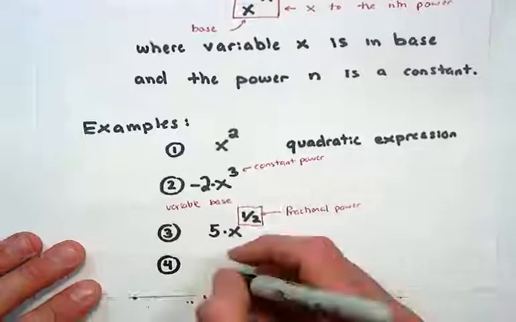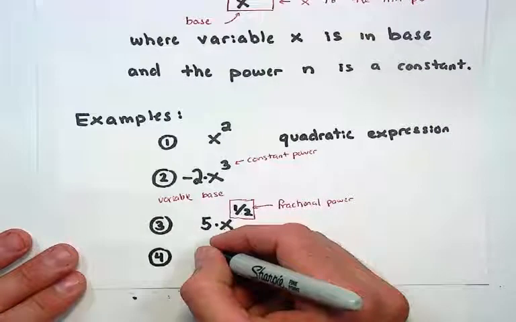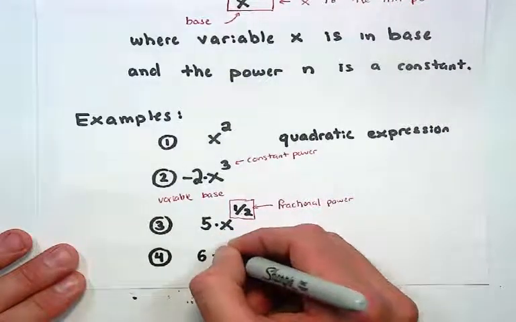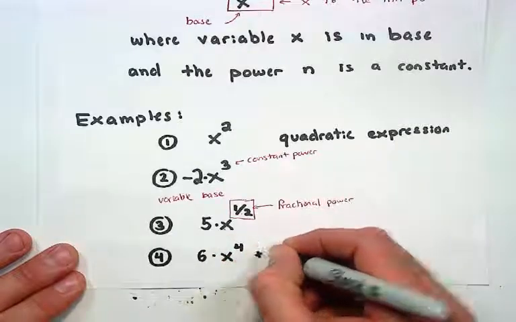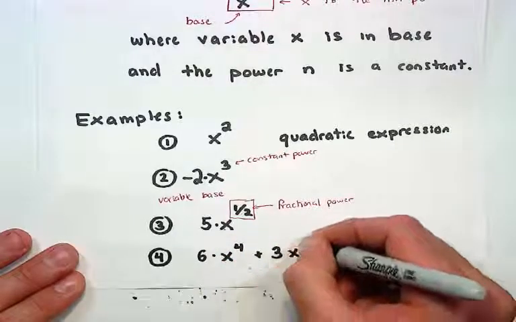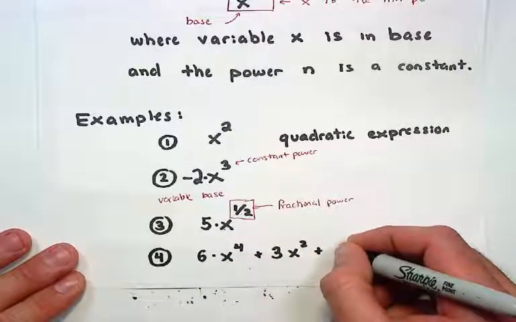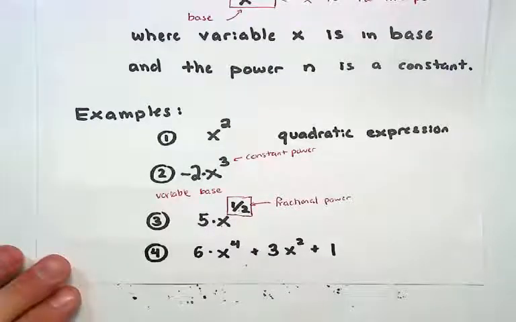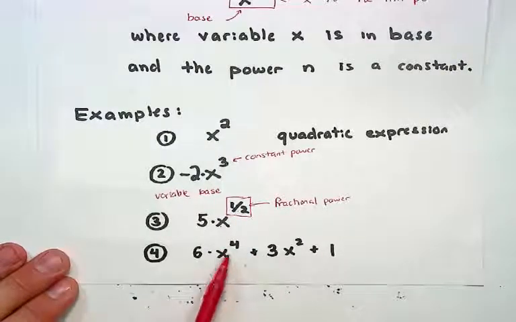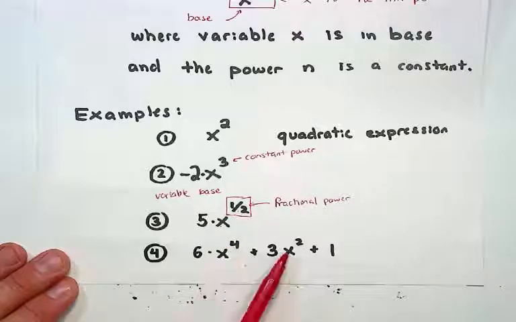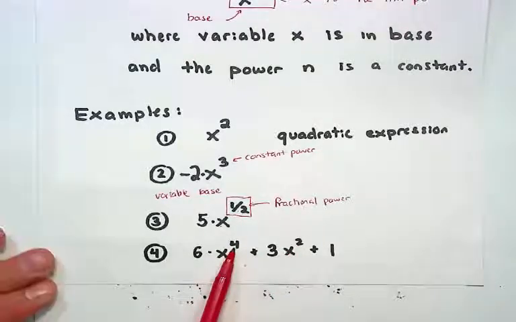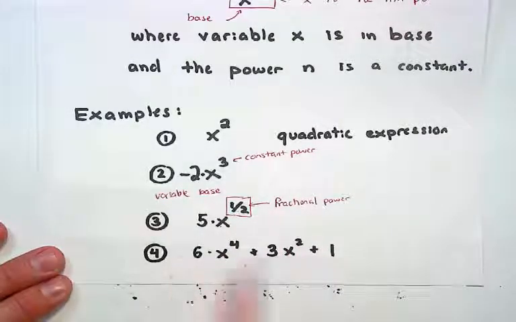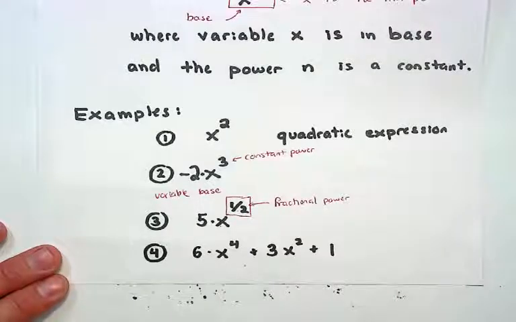We can take a look at another beast. I know what you're going to say. It's a beauty. We could look at something like, I don't know, 6 times x to the 4th plus 3x squared plus 1. This thing is a power expression because we've got a power there. It's not quadratic because that stupid 4 shows up. So the entire thing we're going to call a power expression.